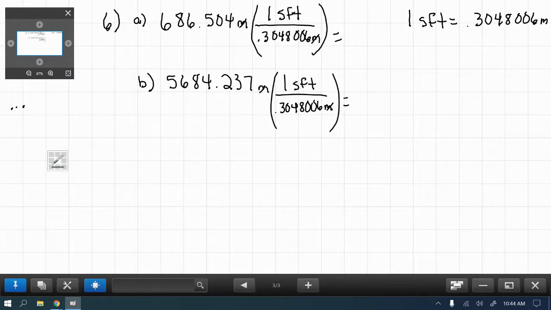All right, Tony, what'd you get for A? I got divided by 0.3048006. Mm-hmm. I got 2245. It's a lot of numbers after that. Is it a decimal? Yeah. Okay, give me 3. 7434. Okay. And that would be SFT.